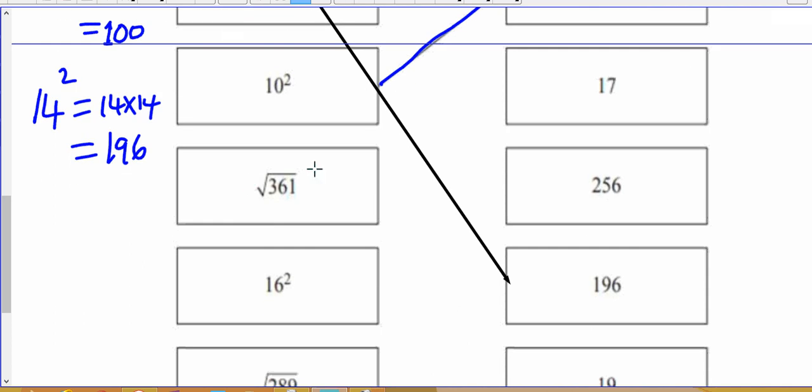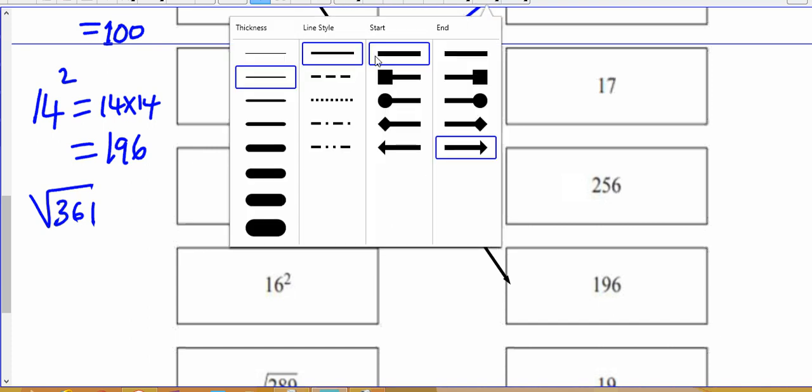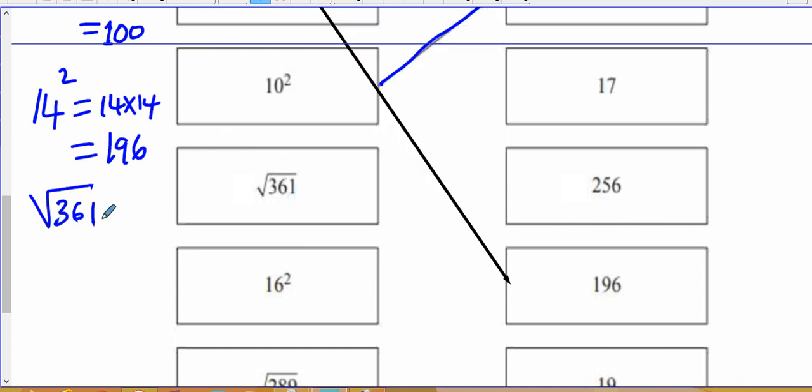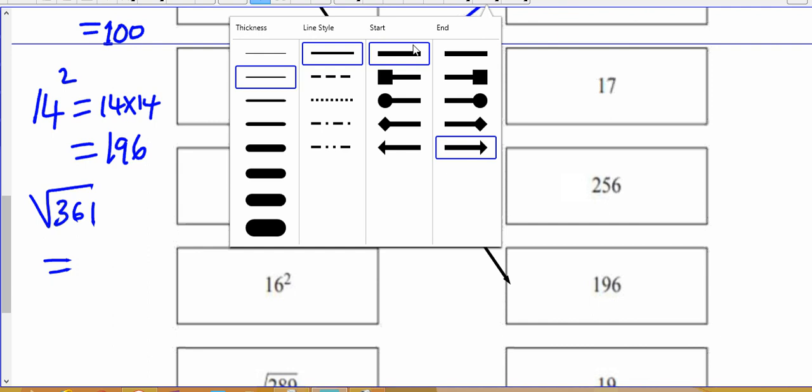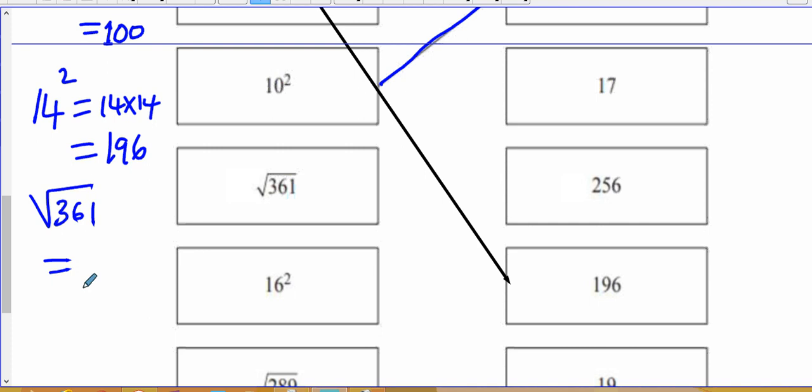How about square root? Okay. Once again, square root of 361. Okay. Now, what is that? The square root of 361, we said, equals two things. The square root of a number equals the positive result and a negative same result. Okay, now what is the square root of 361?